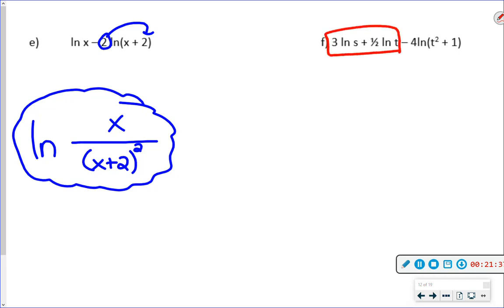Now, easy thing, of course, that 3 is just a power. So I'm thinking, okay, I've got ln of s cubed, and then the half's the power 2, ln t to the half.